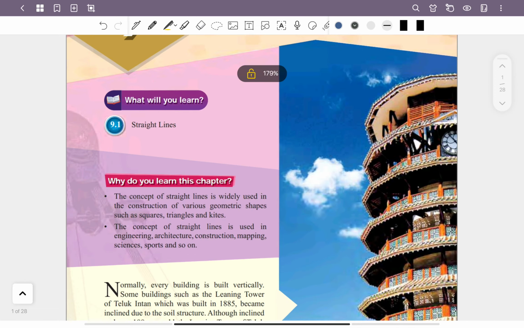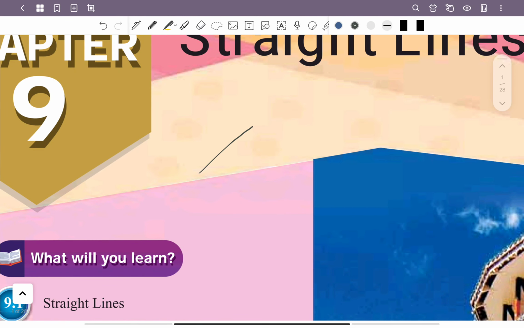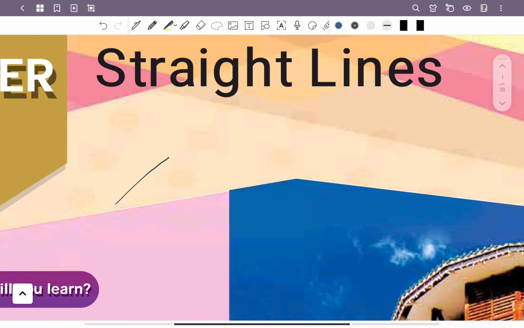So for straight lines, what you're going to learn is this line here. You see it's only a line, but actually it can be represented in a mathematical equation. The equation is y = mx + c. This is the equation that you will learn.